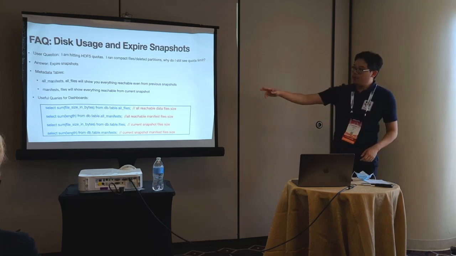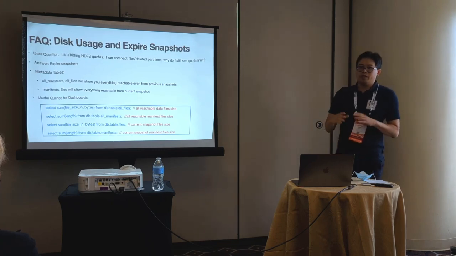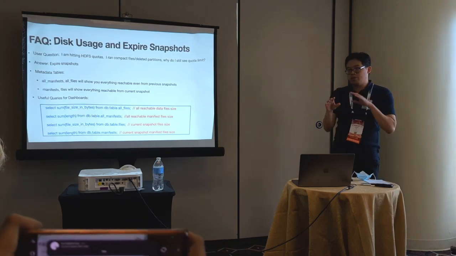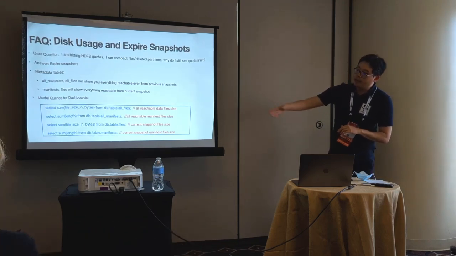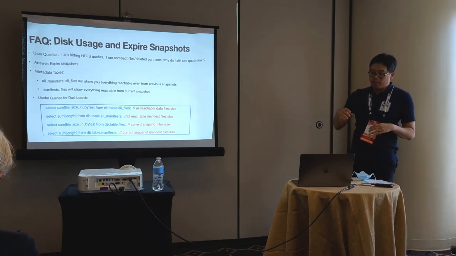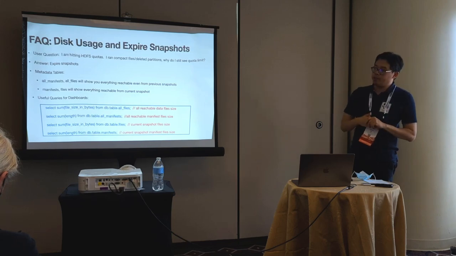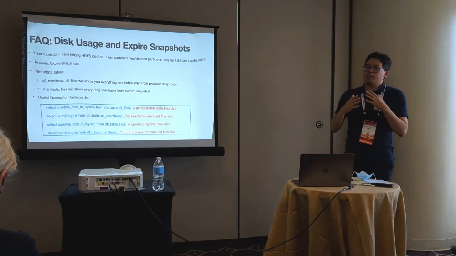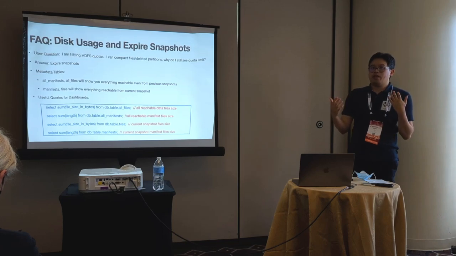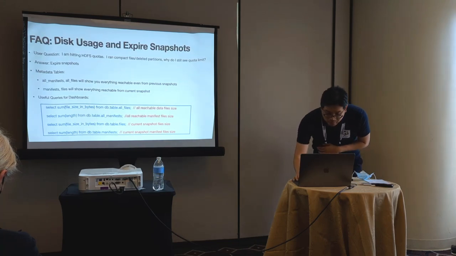But if the second one, even your current snapshot, has huge numbers of files or manifests, then you did something wrong. Your compaction or deletion didn't do what you think, and you should look at that. So I usually do that to triage the problem. And then I like to put this in dashboards as well, because it's such a common thing to know how much of your disk is consumed by old snapshots versus new snapshots. It's always a balance in Iceberg between keeping too many snapshots, but also having enough to go back in time.